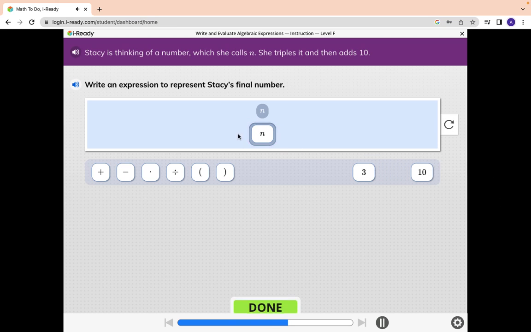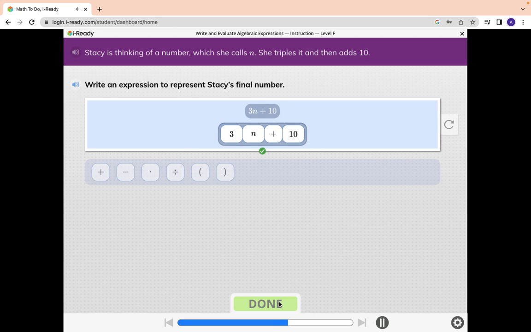So we need to triple n. So n times 3. We can also do 3n, because that's 3 times n. So that's tripling n, and then plus 10. So 3n plus 10 equals Stacy's final number.